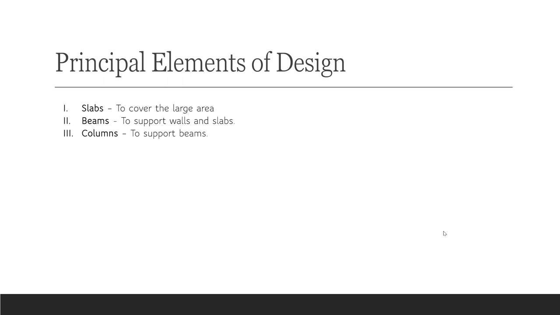Let's see the principal elements of design. Slabs. These are used to cover the large area. Beams to support walls and slabs. Columns to support beams. And footings to distribute the concentrated loads over large area of supporting soil.